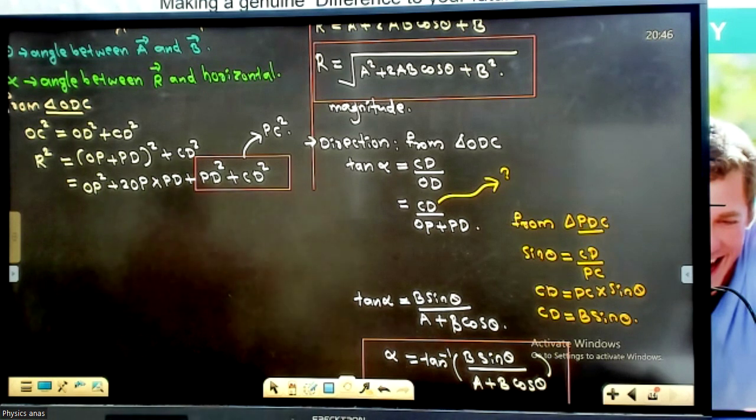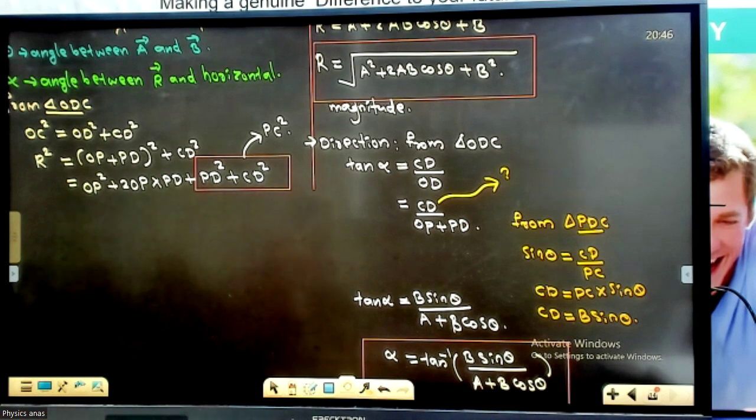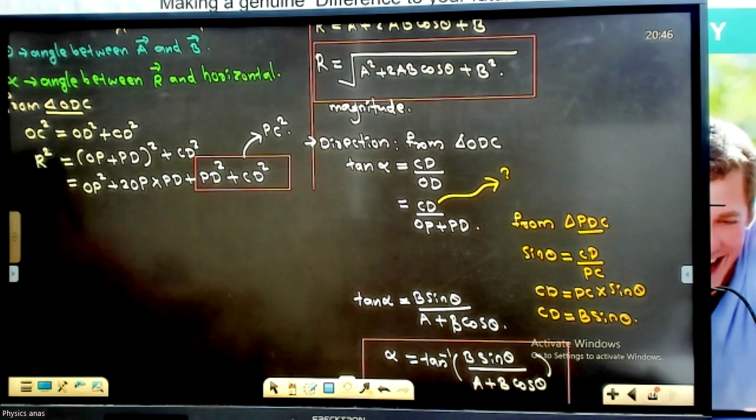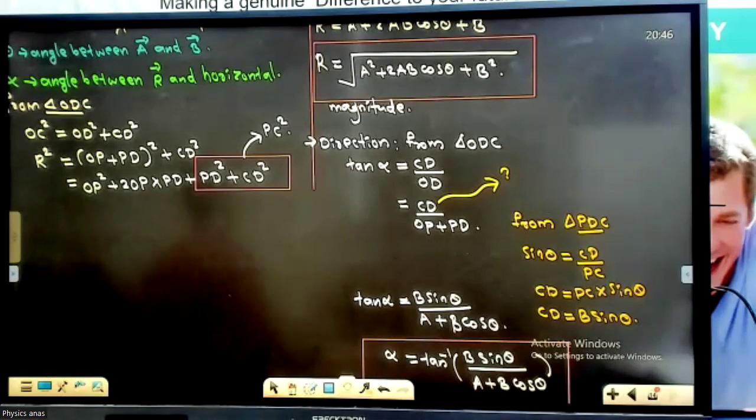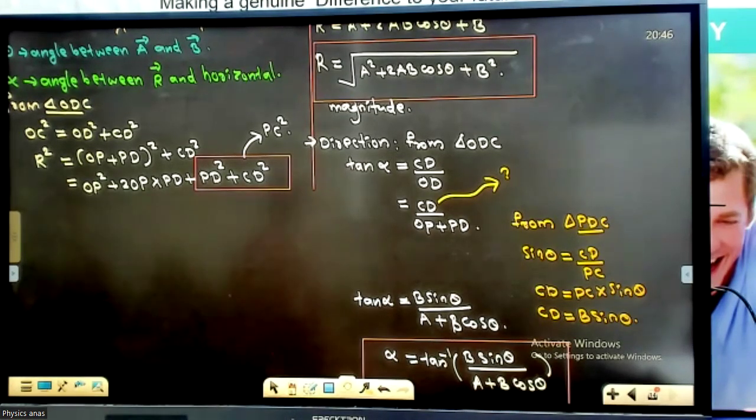The real life example, we just stated that. There is no difference in it. You can use triangle law to find the resultant, or you can use parallelogram law to find the resultant. They are basically the same.